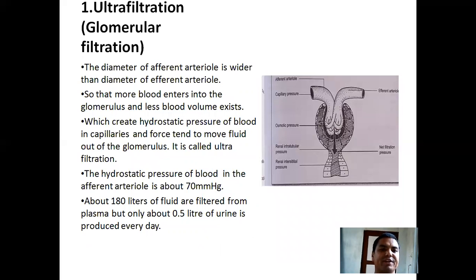The diameter of the afferent arteriole is wider than the diameter of the efferent arteriole, so more blood enters the glomerulus and less blood volume exits. Hence, it creates hydrostatic pressure of blood in the capillaries, and the force tends to move fluid out of the glomerulus. It is called ultrafiltration. The hydrostatic pressure of blood in the afferent arteriole is about 70 mm of Hg. About 180 liters of fluid are filtered from plasma, but only about 0.5 liter of urine is produced every day.